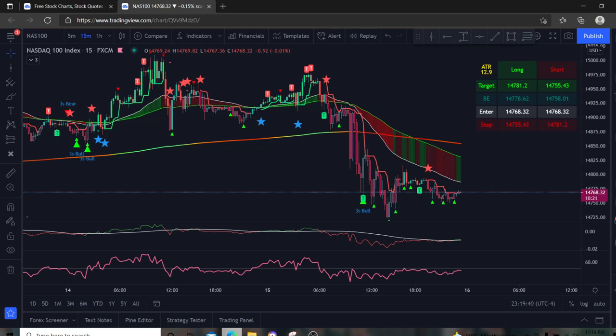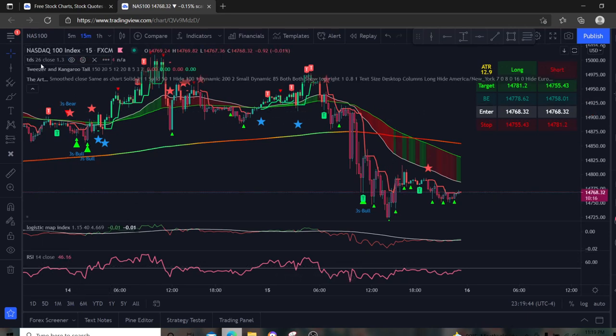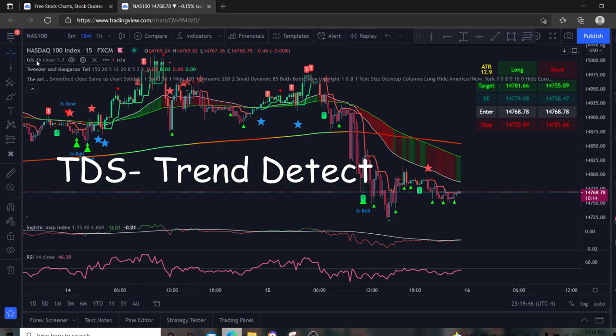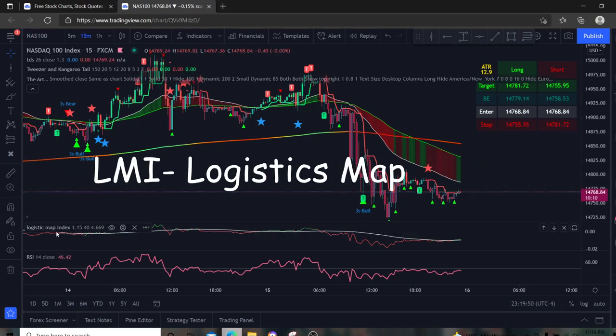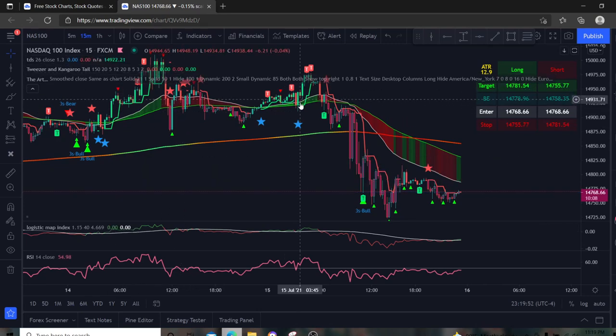As far as the indicators go, there are two paid ones that you're seeing on my screen. One is the TDS, the Trend Detection System, and the second one is the Logistic Map Index. The TDS is the one with the stars and the little outline happening, and the Logistic Map is just this little trend detector, this little line here.